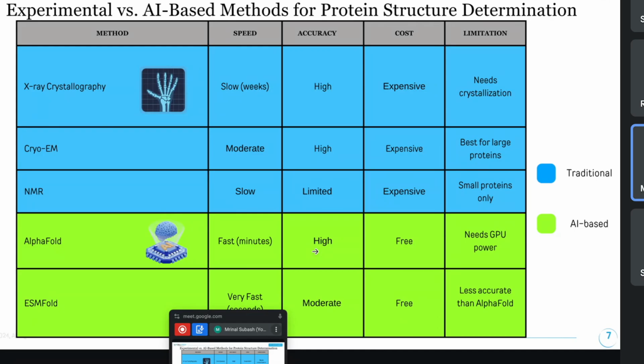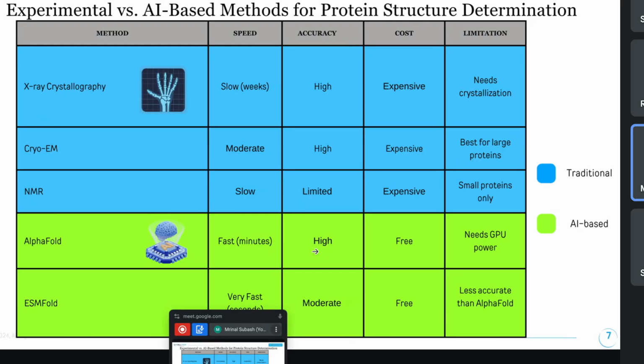You might have heard of Hassabis. Dr. Hassabis won the Nobel Prize for physics last year, and he won especially for this particular invention, which is AlphaFold.